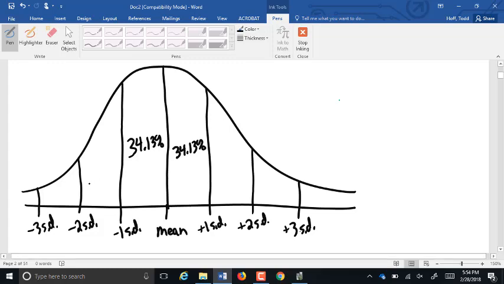Between 1 and 2 standard deviations from the mean, 13.59% on either side. Between 2 and 3 standard deviations is 2.15% on either side. And outside of 3 standard deviations is only 0.13%.